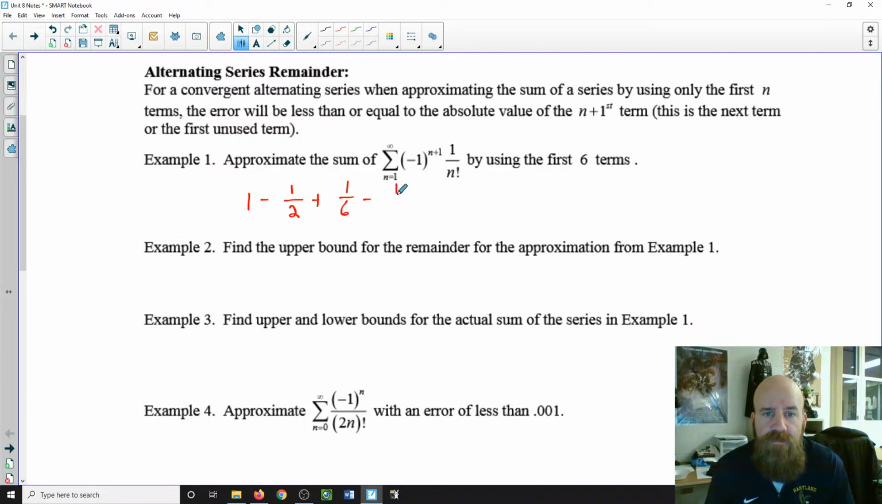Plug in 4, 1 over 4 factorial. You can write them out as factorials, you can write them out as the actual values, does not matter. One more. Okay. So given the first 6 terms, we're approximating the sum.